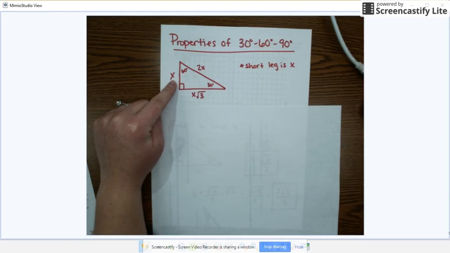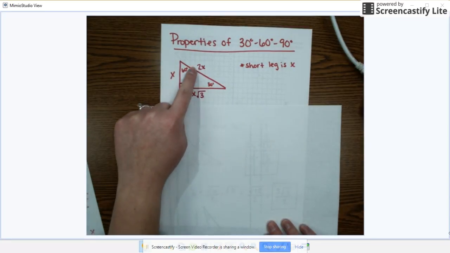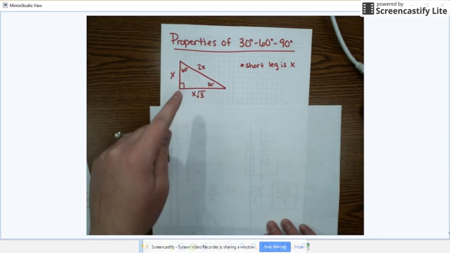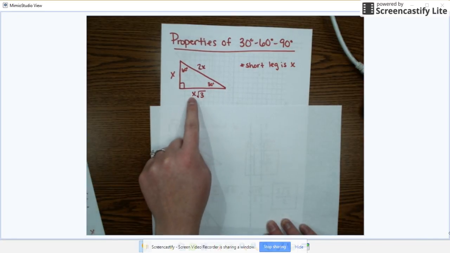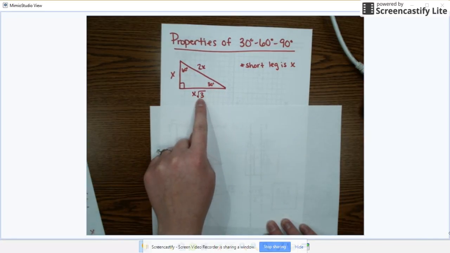So our short leg is going to be x. Our hypotenuse is always twice that. So our hypotenuse is double the length of our short leg. And then our long leg is x times the square root of 3.